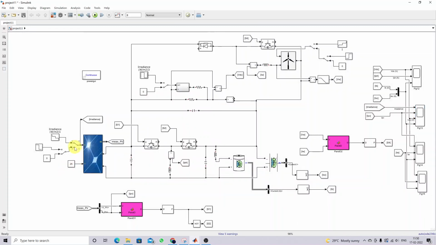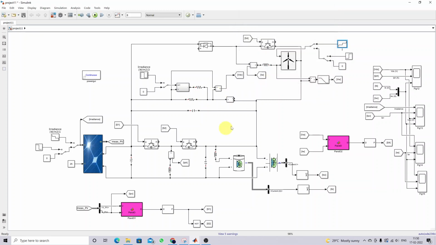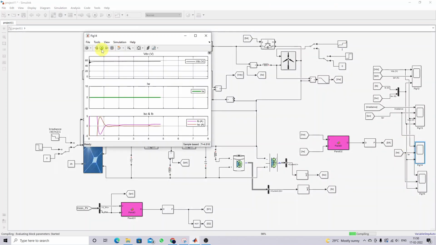Next I'm going to make the PV operation 0, so the PV system is not connected. Now I'm going to connect the wind energy conversion system. The current reference we are given is 0, 1, 2, 3. We are increasing the current from 0, 1, 2 for every 2 seconds, and we are going to take the scope response of the system.